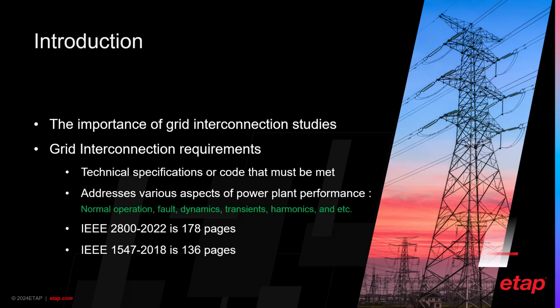Here I have two examples of IEEE standards for grid interconnection requirements: at transmission, IEEE 2800, and at distribution, IEEE 1547. As you see, these standards have several pages, 178 and 136 pages respectively, asking for many requirements to be compliant.